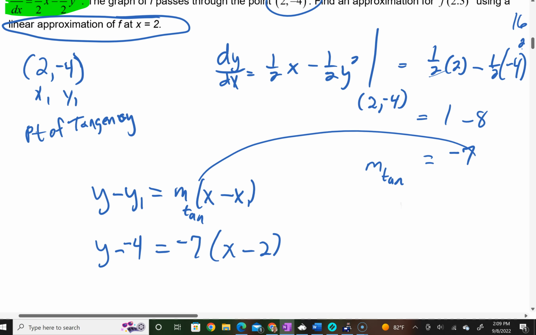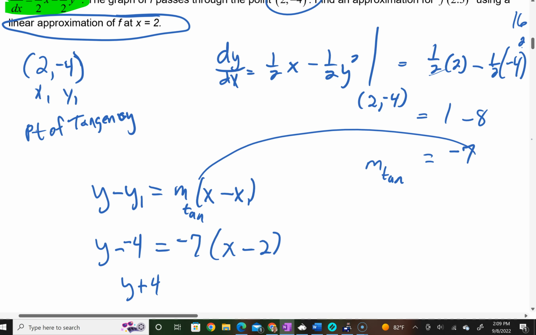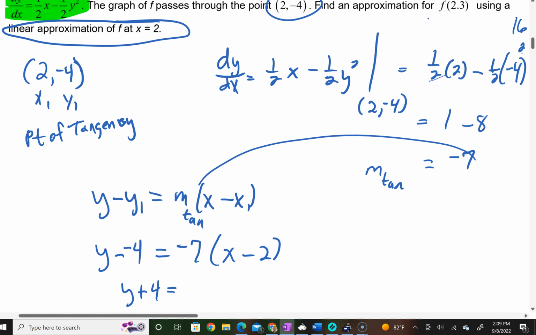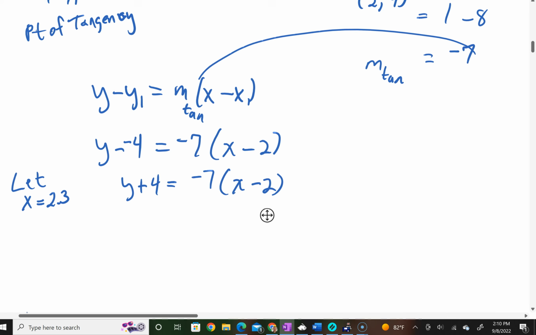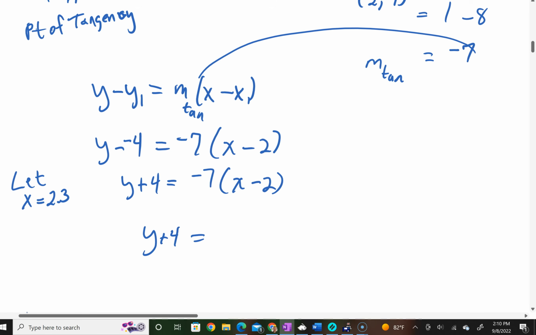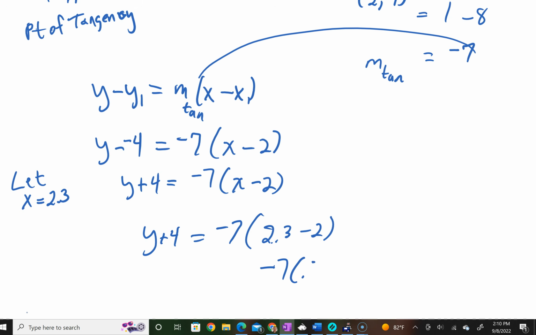This y minus negative 4, of course, turns to a y plus 4. But as we're reading this, we would like the approximation for f of 2.3. So we're going to let x equal 2.3. Then we're virtually done. Let's clean it up. We'll have 2.3 minus 2, and we all know 2.3 minus 2 is 0.3. So we'll have that 0.3 times minus 7. If I bring that 4 over, subtract a 4, you'd have that.